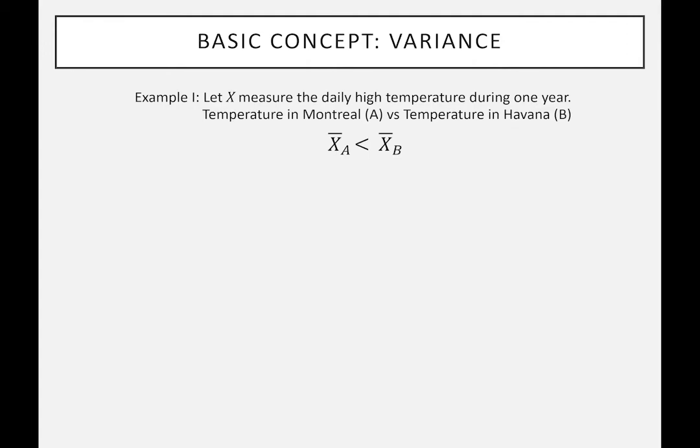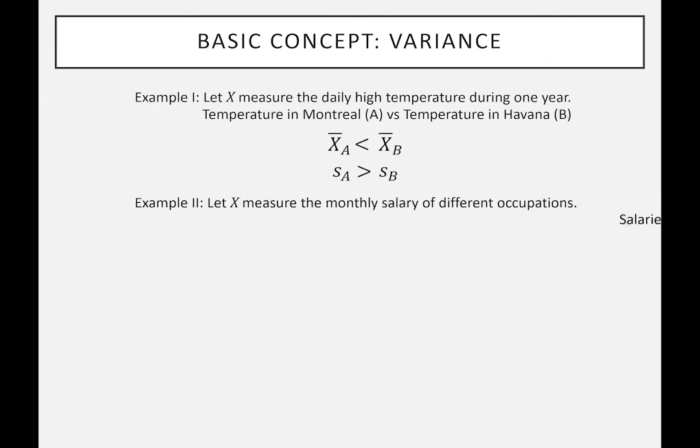Well, in this case, we would say that the distribution, or the variance, or the standard deviation of the temperatures in Montreal is greater than in Havana. So to make this understood clearly, the first moment, the average, is going to be colder in Montreal, but the spread is greater in Havana. This is the concept. Let's take another example.